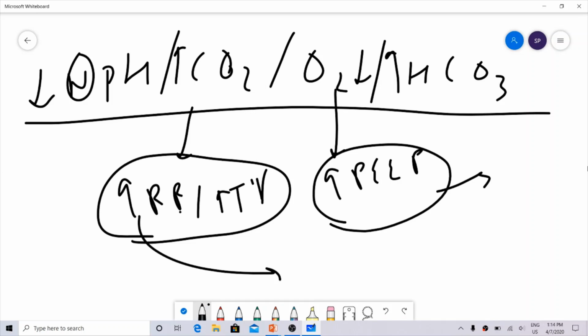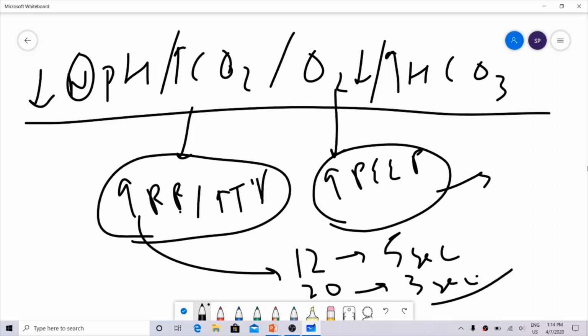So let's say when we considered a normal of 12, the respiratory cycle was 5 seconds. But what if we keep it at 20? The respiratory cycle will become 3 seconds. So the patient will have lesser time for exhalation. And is this good? No, this is not at all good.